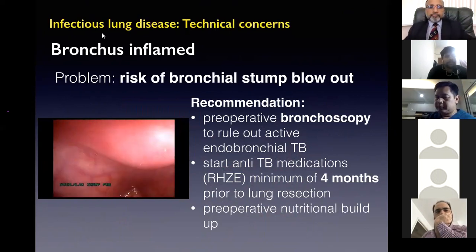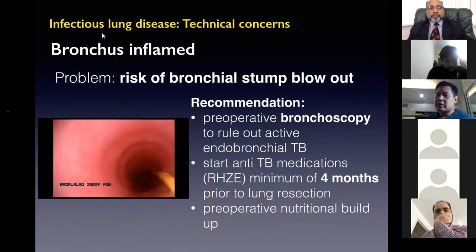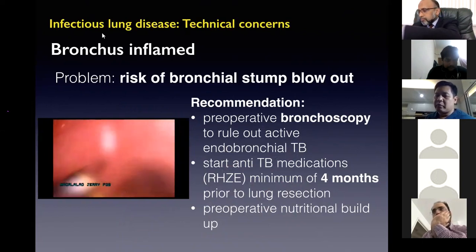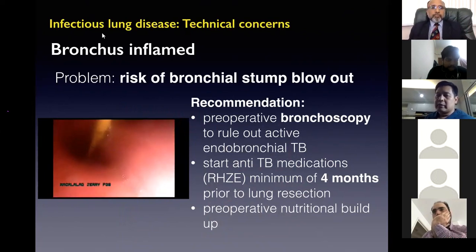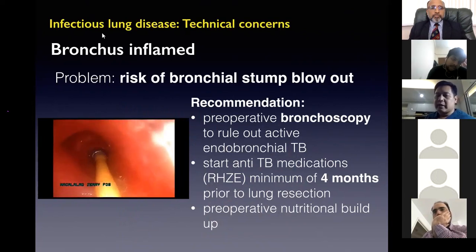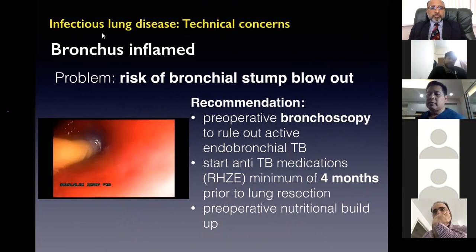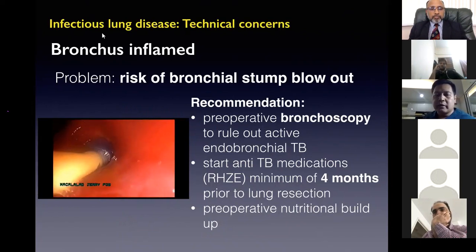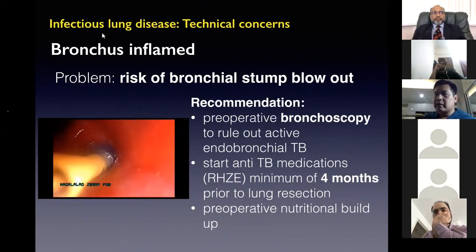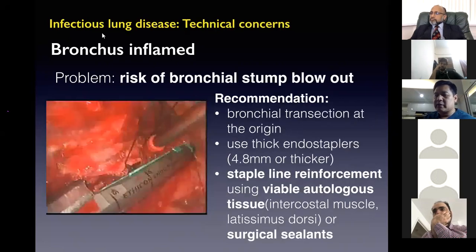What we do is a preoperative bronchoscopy in patients to rule out the possibility of endobronchial TB. Again, we start these patients on anti-TB medications for a minimum of 4 months prior to lung resection and do nutritional buildup. But most of the cases we get present with massive hemoptysis, so you can't get that ideal 4 months of treatment, and a lot of these patients undergo just about 2 weeks of treatment, and you have to go in to control the hemoptysis. In some cases, even if they didn't have any treatment, we do surgery for them, especially for those with exsanguinating hemoptysis. Before, we were doing a lot of prone thoracotomies, when there weren't any double lumen tubes.